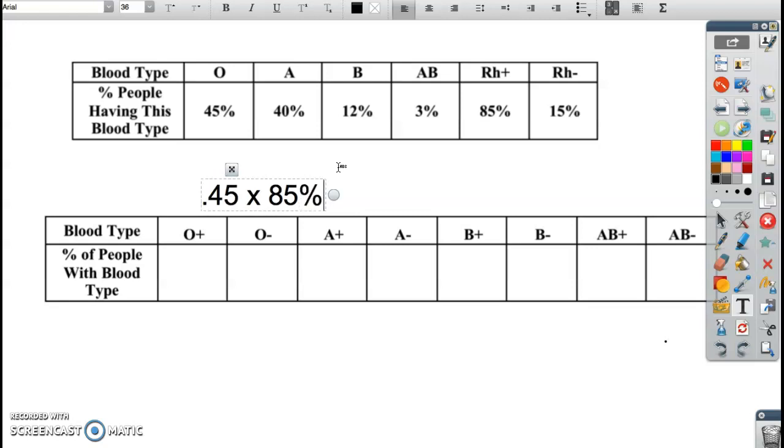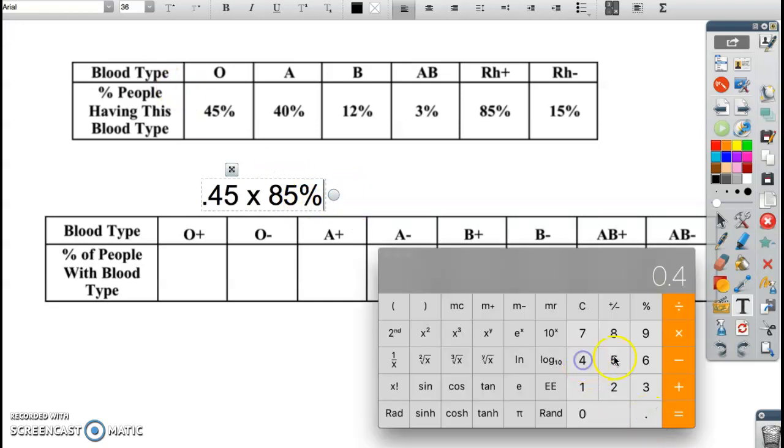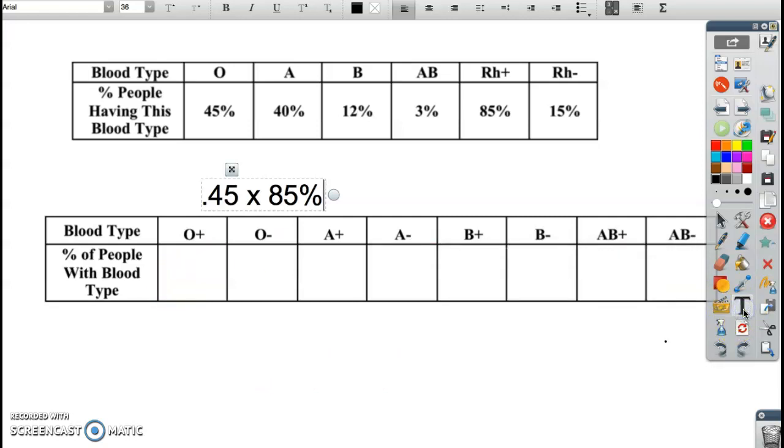I could change that to a decimal, but then I'd have to change my answer back to a percent. So we're saying 0.45, 45% of 85%, and we would multiply that and get an answer. So if we take 0.45 times 85 equals 38.25. So we're going to round these off to have 1 decimal place, I believe. All right. So if we were to change that, that would be 38.3.